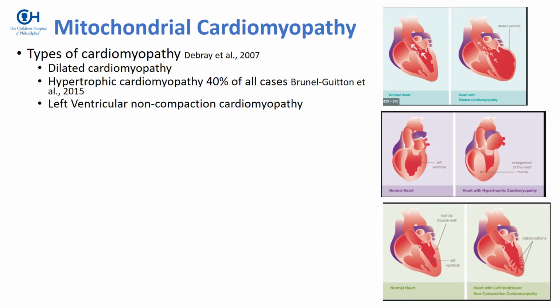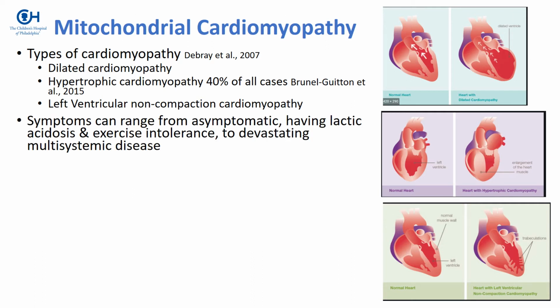There are 3 types of cardiomyopathy seen in mitochondrial disease: dilated, where the cavity of the heart is enlarged and stretched; hypertrophic, where the muscle mass of the left ventricle is thicker than normal; and non-compaction, where the left ventricle contains trabeculations. 40% of all cases were reported to be hypertrophic cardiomyopathy in one particular paper.